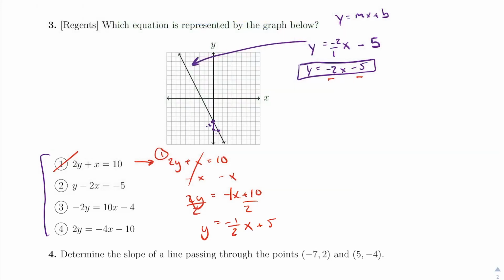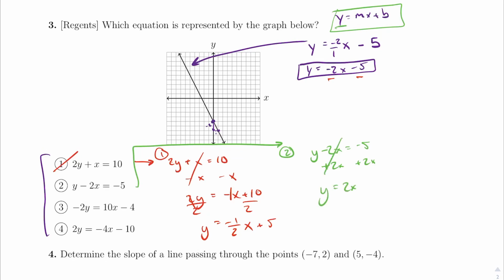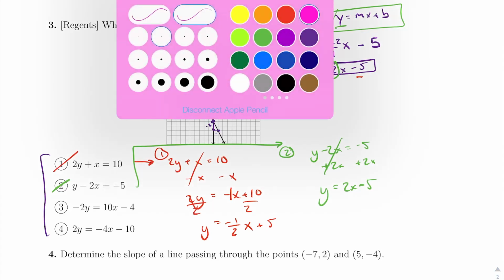Now when I test choice number 2, I'll use this one. For choice 2, y minus 2x equals -5. It looks very close, but we need our format y equals mx plus b to verify. We add 2x on both sides to isolate y. That gives us y equals 2x minus 5. And that is also incorrect. We want negative 2x, so this one is out. For number 3, let's use the pink marker.